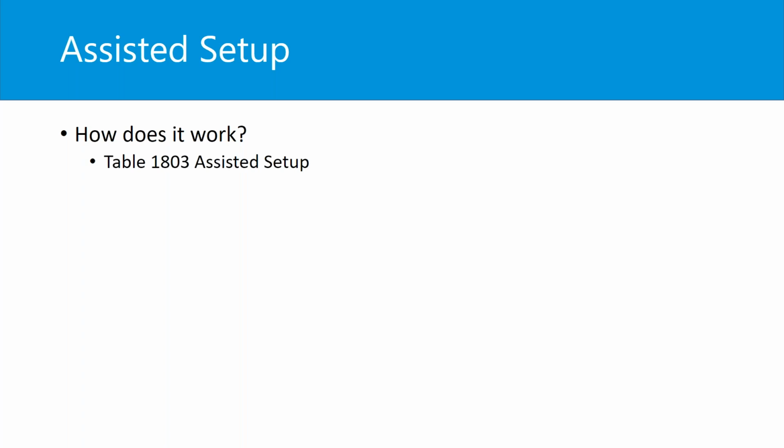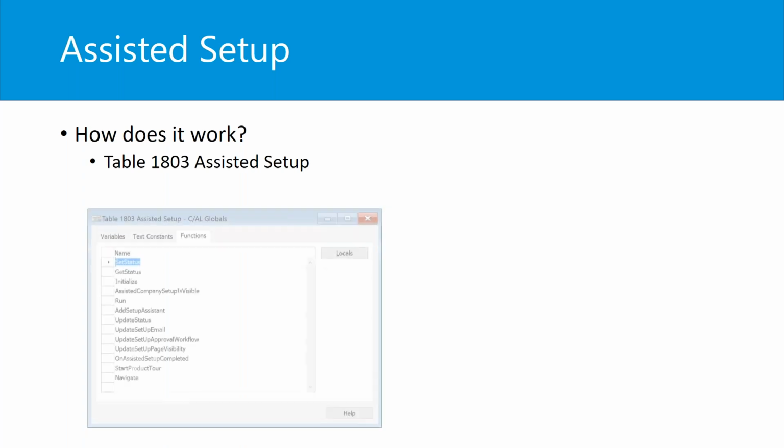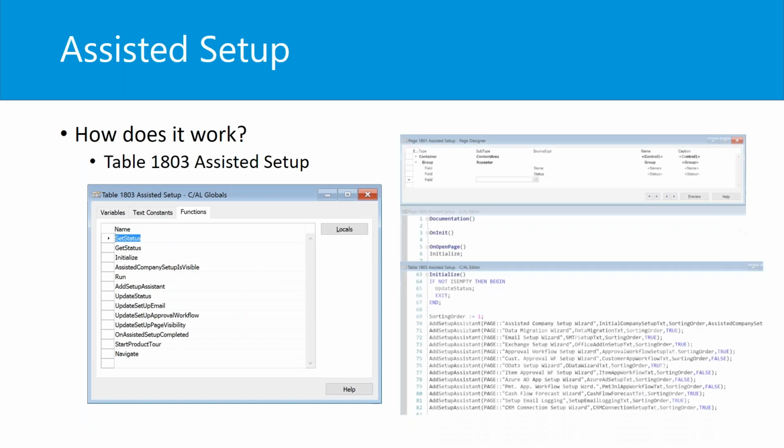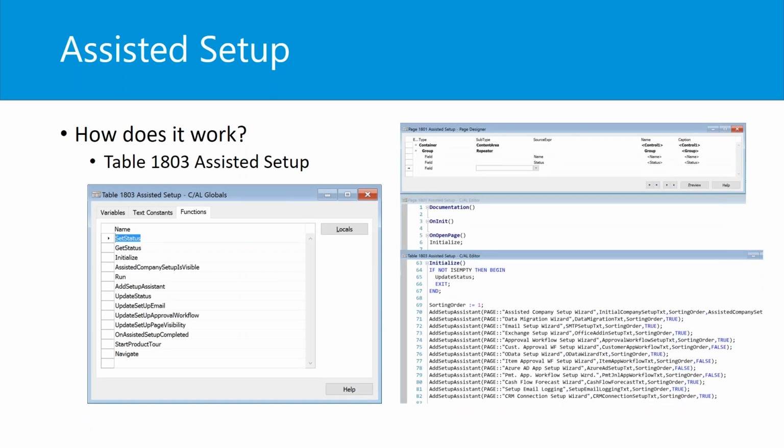Now, how does it work behind the scenes from a technical point of view? There's a table, the assisted setup table. If you look in that table, there aren't only fields in there, but also some very interesting functions you can make use of, so you don't have to reinvent the wheel. And behind these functions, of course, there is some code available.